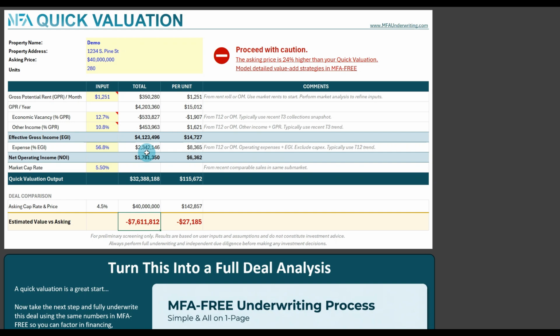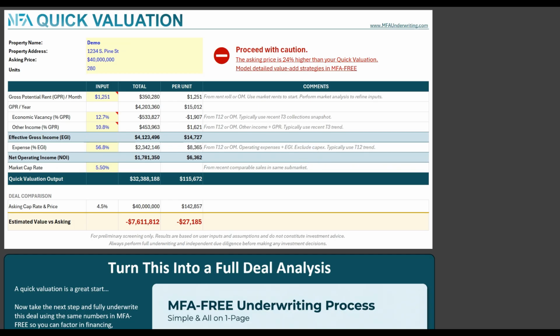Now, when I compare these numbers to the OM, these are definitely different. The OM is much more optimistic, has a much lower economic vacancy, higher rent, much higher other income. I think it was 16%, and the expenses were about 50%. So very different values there.